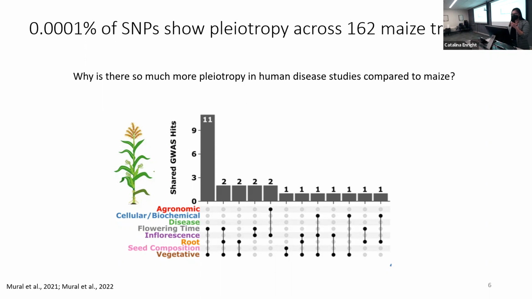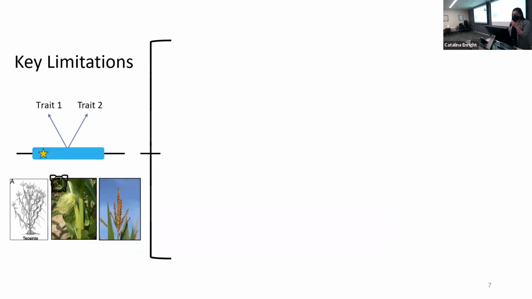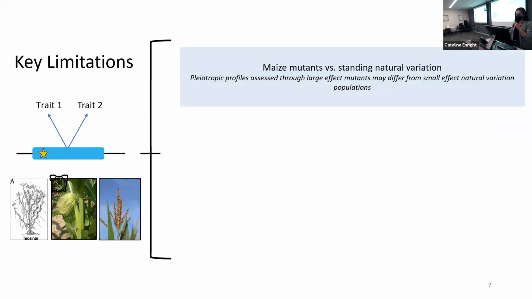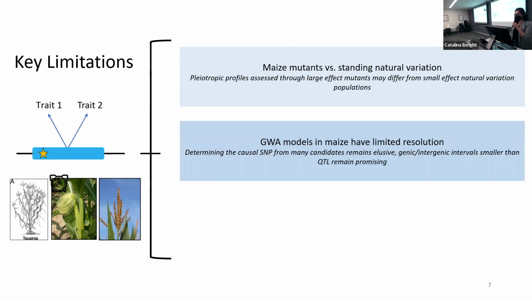And so it leads us to this question of why is there so much more pleiotropy in human disease compared to maize? A couple of key limitations that might be biasing how much pleiotropy we're seeing is that we're mostly looking for pleiotropy within maize mutants versus standing natural variation populations. And a lot of these pleiotropic profiles assessed through large effect mutations may really differ from these small effect larger populations. Also, GWAS models in maize have historically had low resolution.